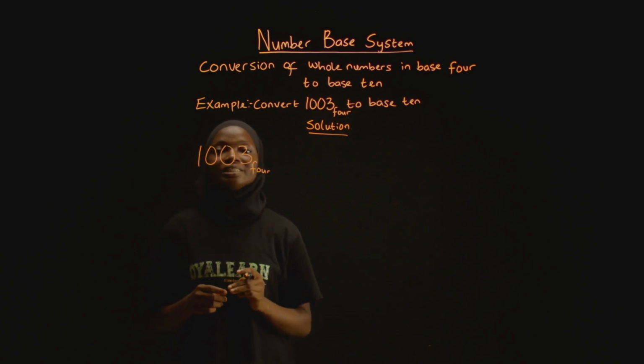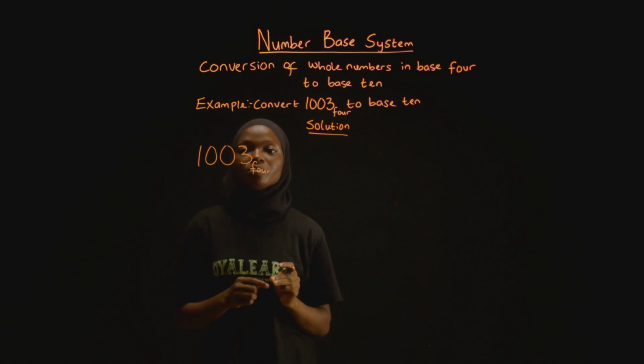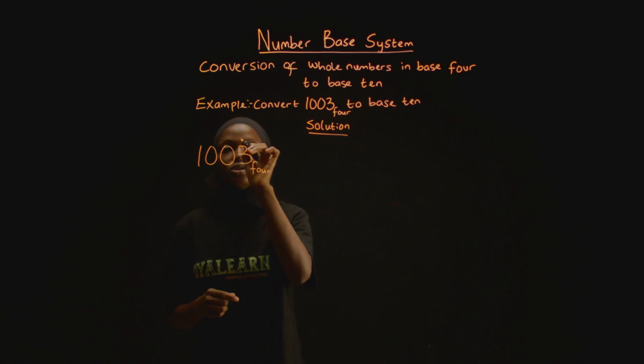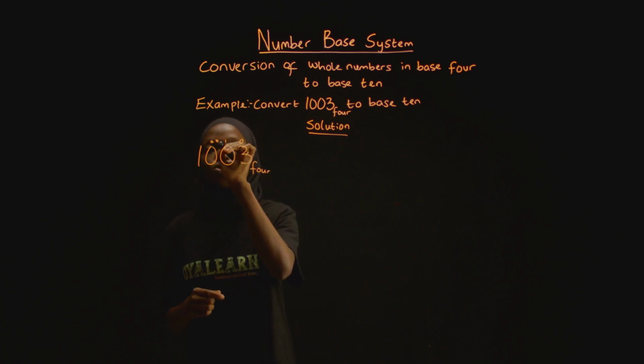Then you number the digits from the back, starting from 0. What's the last digit here? 3. So we start our numbering from there with 0, 1, 2, 3.